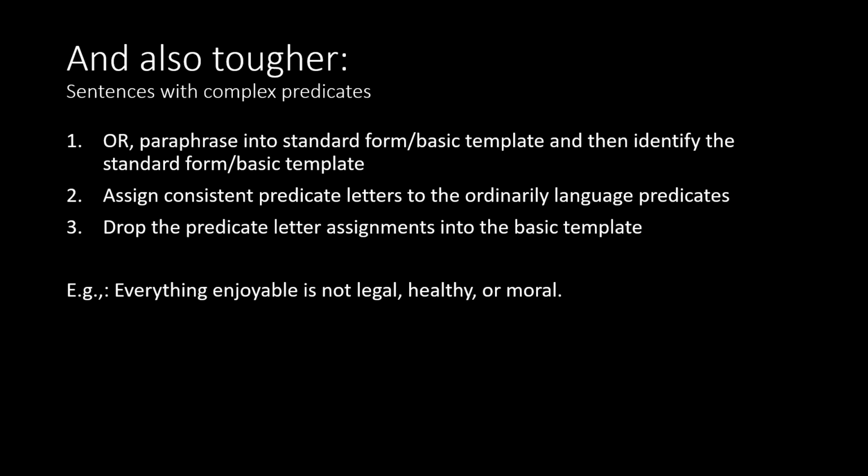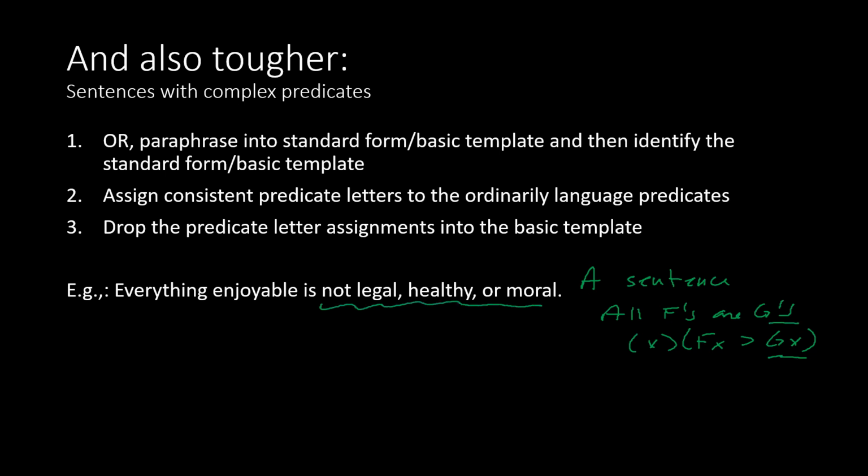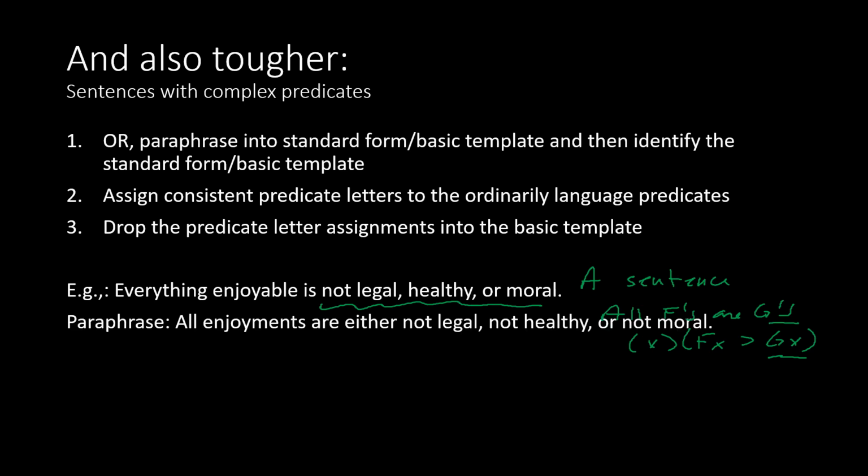Everything enjoyable is not legal, healthy, or moral is clearly an A sentence: all F's are G's, and so ultimately the translation is going to be something like this. But of course there's a complication, because the G predicate isn't a single predicate here. In fact, it's a compound. But the paraphrase method still works. We just have to watch our paraphrase. If you think about what everything enjoyable is not legal, healthy, or moral is trying to tell you in terms of an A sentence, then this is the paraphrase that you get: all enjoyments are either not legal, not healthy, or not moral.